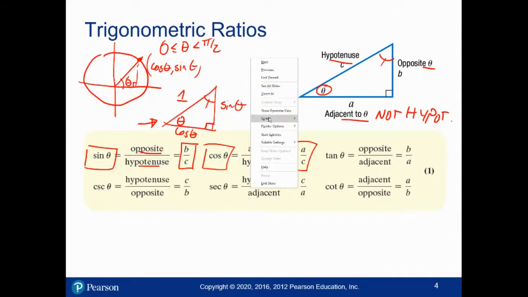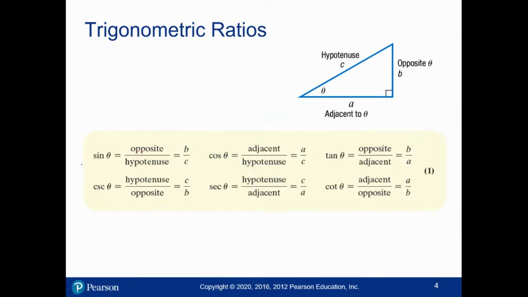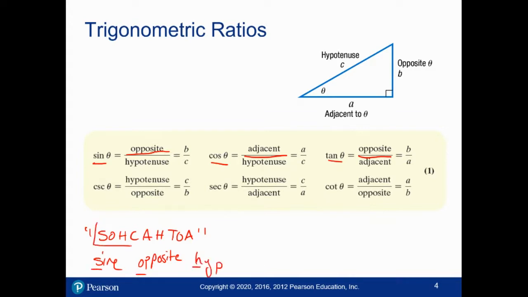Really, it's the top row that you're going to want to pay attention to. Sine theta is opposite over hypotenuse. Cos theta is adjacent over hypotenuse. Tan theta is opposite over adjacent. The other ones are just reciprocals of them. This is commonly remembered as SOHCAHTOA. Sine is opposite over hypotenuse. So there's your SOH. Sine is opposite over hypotenuse. Cosine is adjacent over hypotenuse. Tangent is opposite over adjacent. This is a common mnemonic to remember exactly how it works.